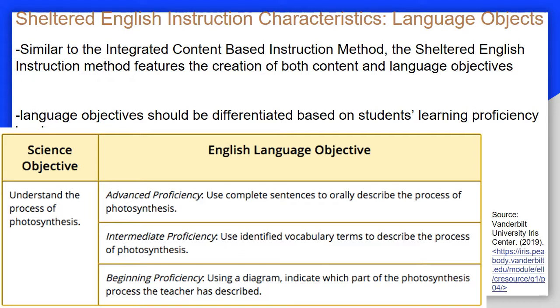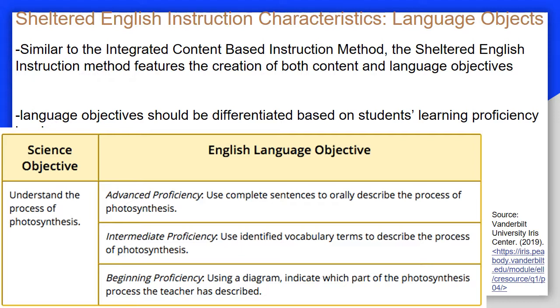Next, if you have students that are slightly higher intermediate proficiency, you might have students use the vocabulary terms to describe the process of photosynthesis in complete sentences. And you could have them probably write down their information.